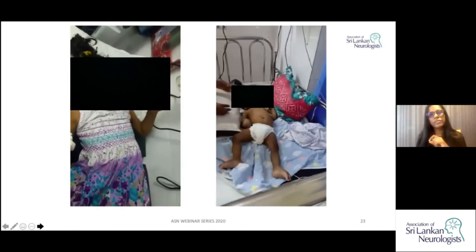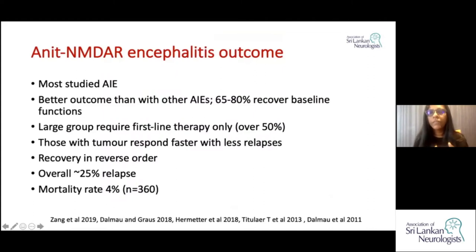the specific clinical feature that I mentioned, which aids our clinical diagnosis. So how do they respond? Well, we are in a place where we can describe the outcome in this, because this is the most studied, and there are huge series, like a 500 odd series, like 300 odd series of patients. So we understand the outcome of autoimmune encephalitis better than any of the other autoimmune encephalitis. Usually about 65 to 80% are shown to recover to baseline functions, and that is more in the pediatric age group, where sometimes even up to 83% of baseline function or even 90% are described in some series.